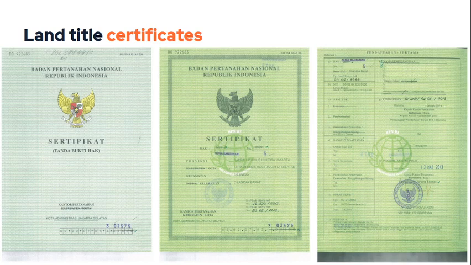And also important, on the bottom of the left side of the certificate, this will show the information whether the land title is pure HGB or is HGB on top of government land. We call it HGB on top of HPL.